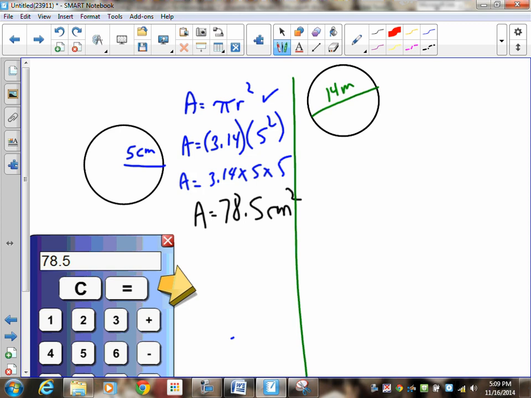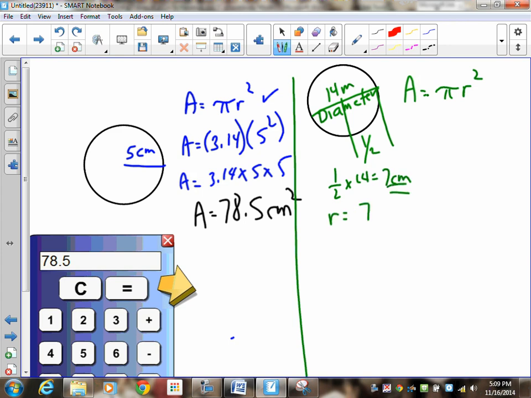Okay, the first thing about this one, what you have to understand is your formula, area, is equal to pi r squared. Pi r squared means we're working with radius. That's what the r is. Now, this is a diameter. It's all the way across the circle. I need the radius, which is only half of this. So since it's 14, half of 14 is equal to 7 centimeters. So I need to use this. My radius is 7 centimeters.